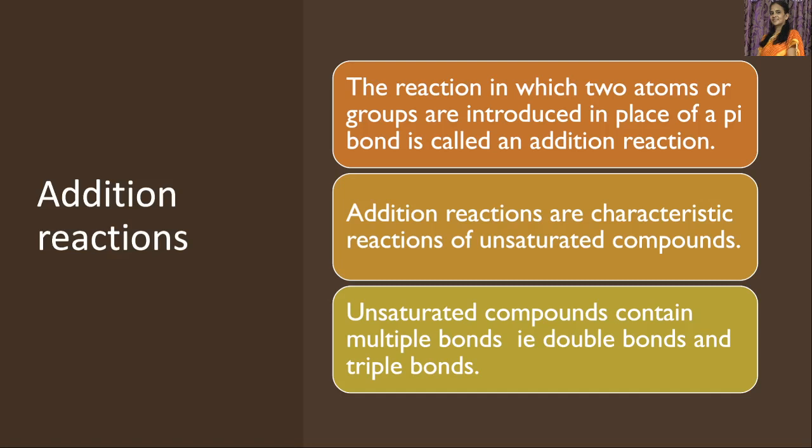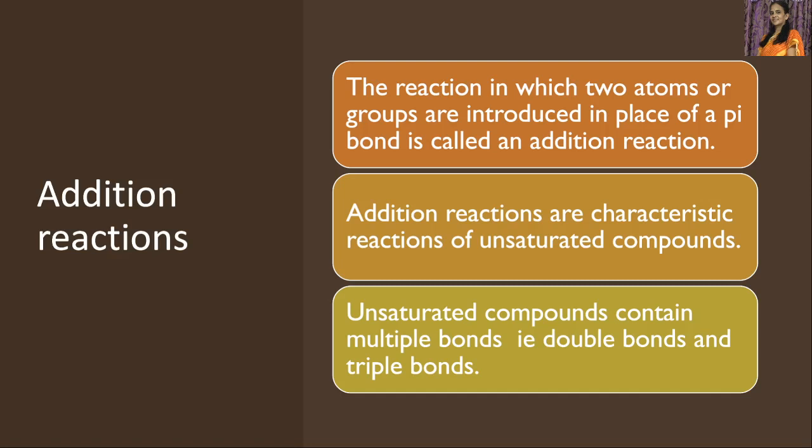Now, what are unsaturated compounds? Unsaturated compounds are the compounds which contain either double or triple bonds. We know many unsaturated compounds which we have already discussed in previous classes. Alkenes come under unsaturated compounds, and alkynes also come under unsaturated compounds. Alkenes are the compounds containing double bonds, and alkynes are the compounds which contain triple bonds.